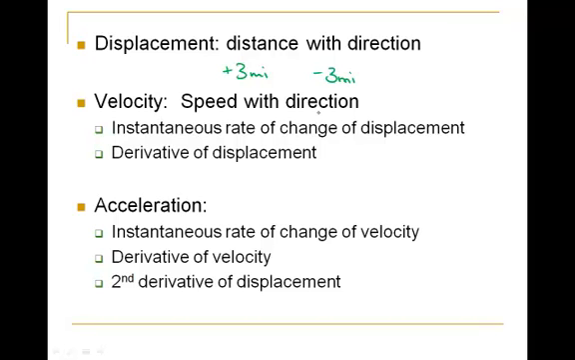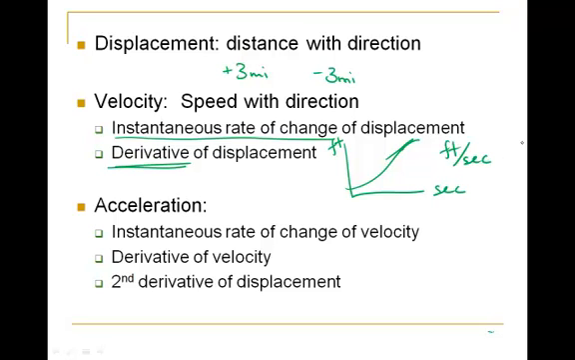Velocity is speed with direction. Now velocity is also the instantaneous rate of change of displacement, or in other words, the derivative of displacement. So if we have a place on the graph, and the graph is a displacement graph, feet and seconds, then our derivative at a particular spot is feet per second, or velocity.